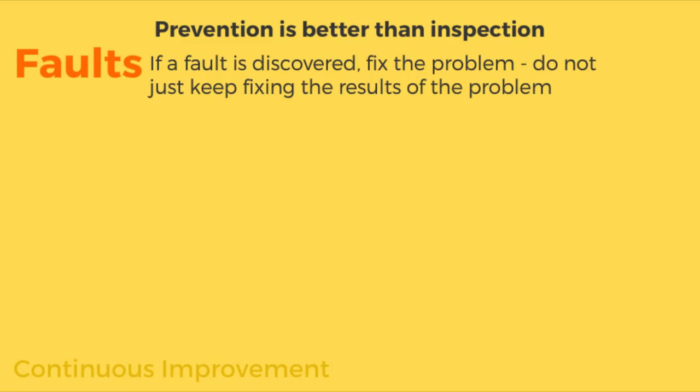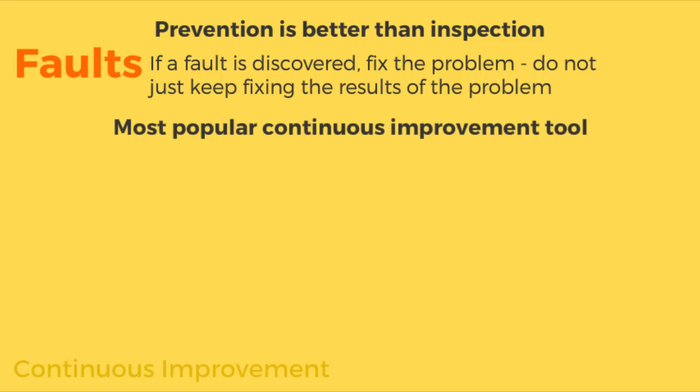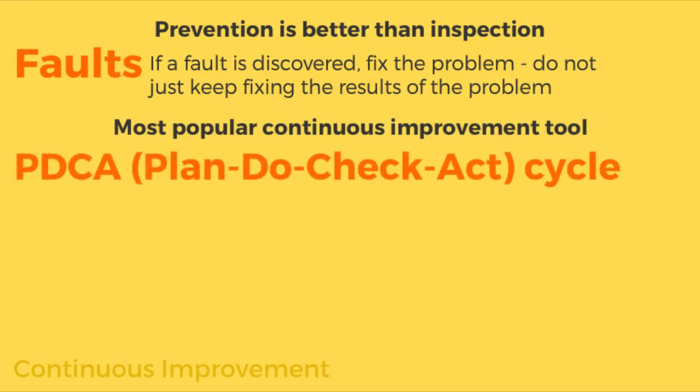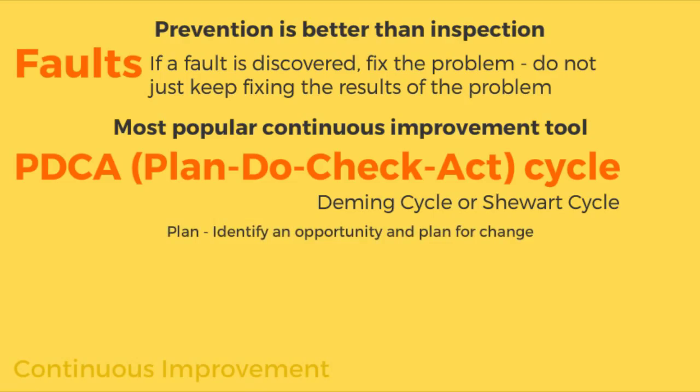There's several continuous improvement tools available, but by far the most popular is the Plan, Do, Check, Act cycle. It's also known as the Deming cycle or the Short cycle. It consists of 4 basic steps. The first step is plan. Identify an opportunity and plan for a change.